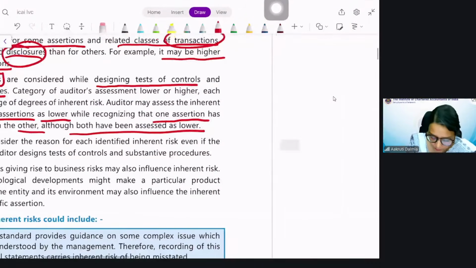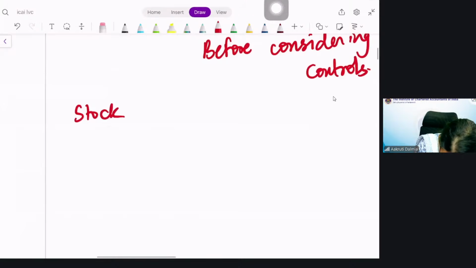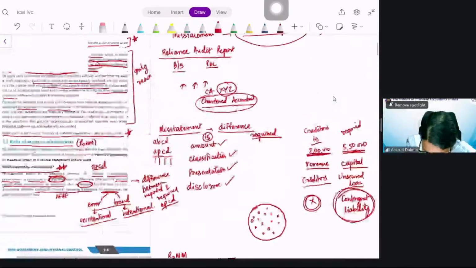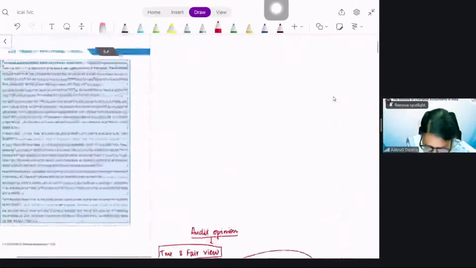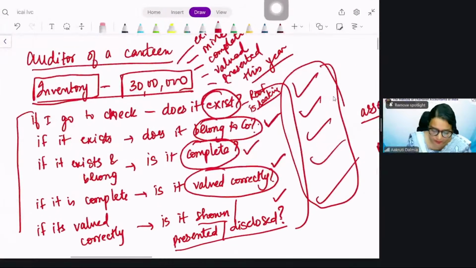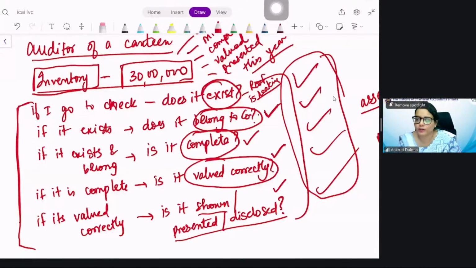Now pay attention, everyone. So if we talk about stock, I told you this example of stock, right? Now, in this stock, so many assertions we need to check. Yes or no? So many assertions we need to check. This much everyone is with me.